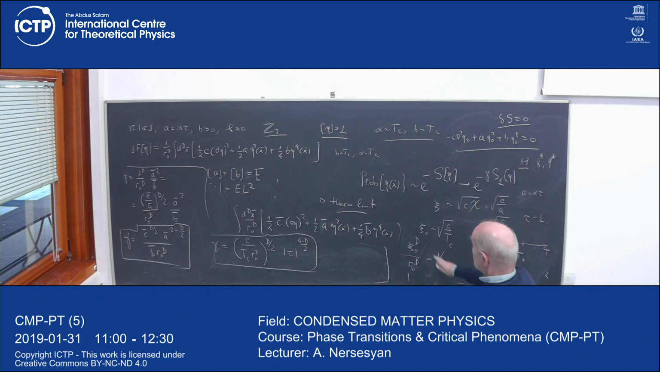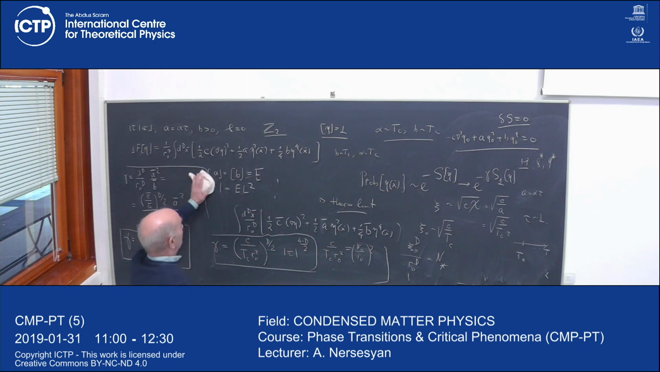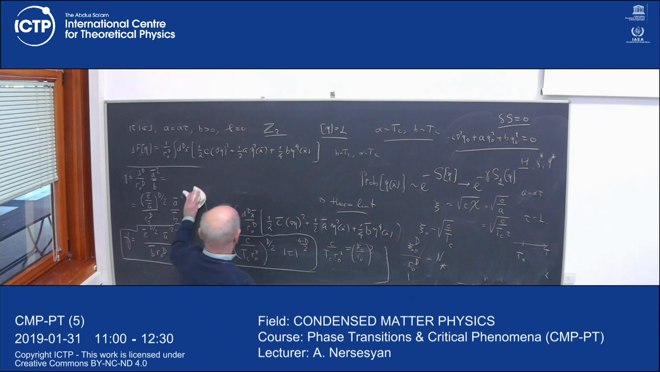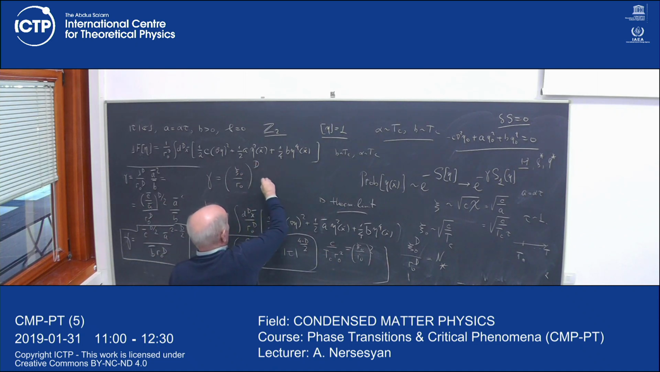So, therefore, you see that the parameter C divided by Tc R naught to the power of d is nothing but psi naught divided by R naught squared. And your gamma parameter takes a very suggestive form. Your gamma becomes psi naught divided by R naught to the power of d times tau.